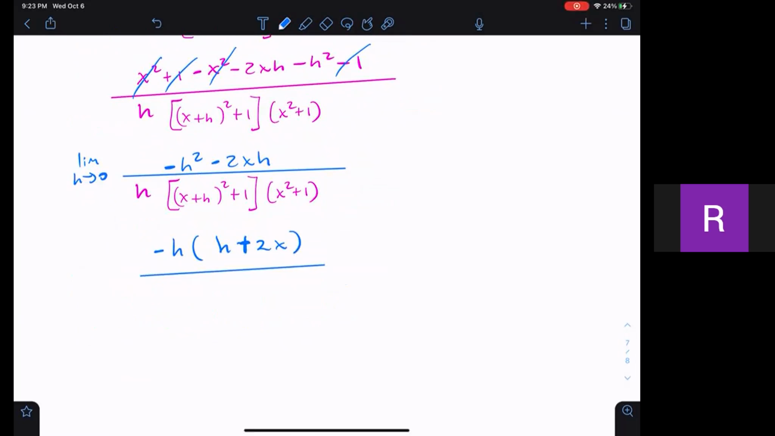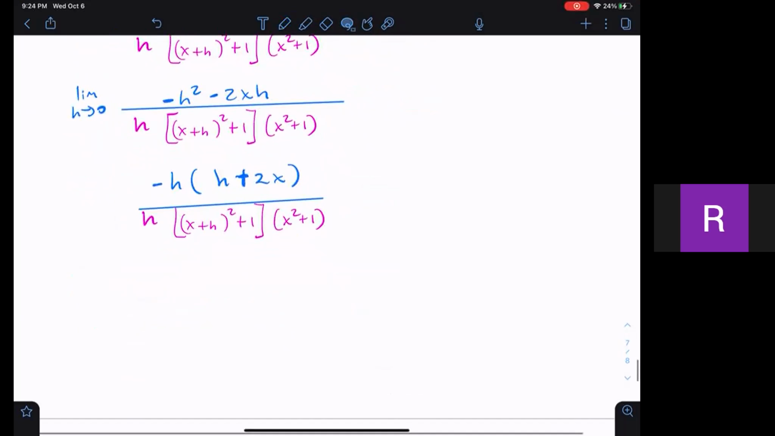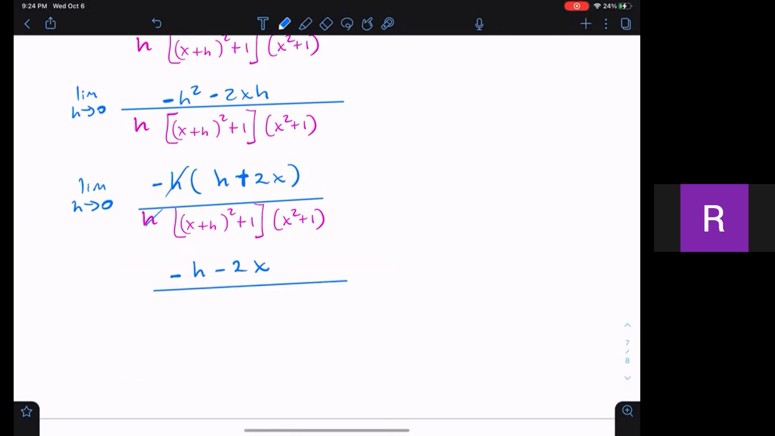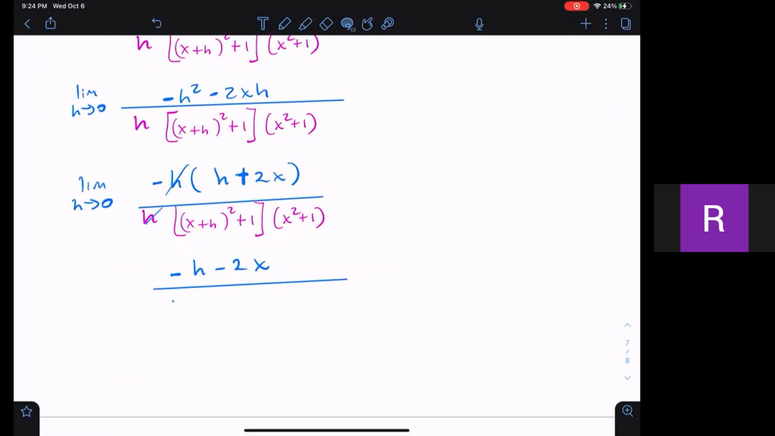Okay, and now we have h in the denominator and all this stuff, right? So copy, what happened? Copy, paste. Okay, so now you can cancel the h's. So this cancels. So you get negative h minus 2x basically over whatever is in the denominator, right? So I'm gonna copy this.